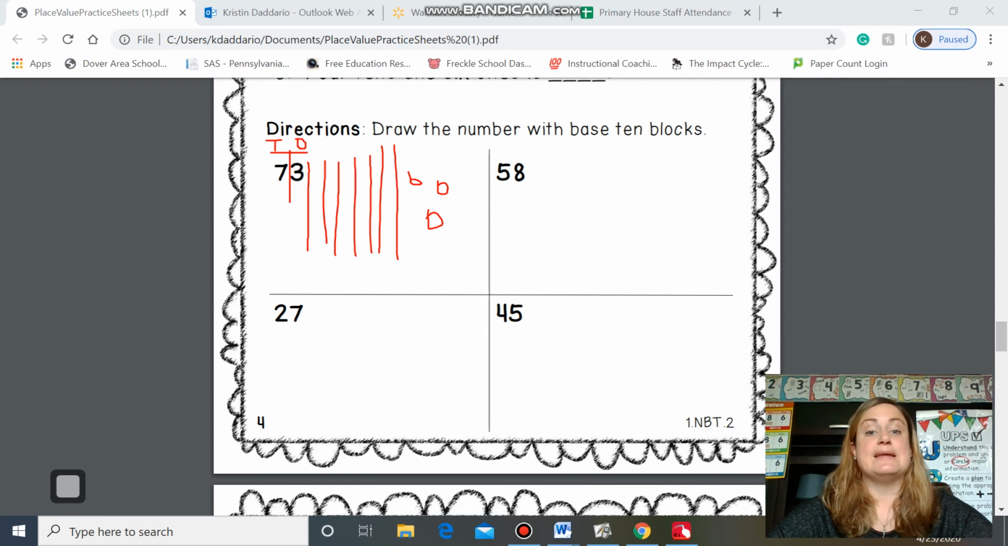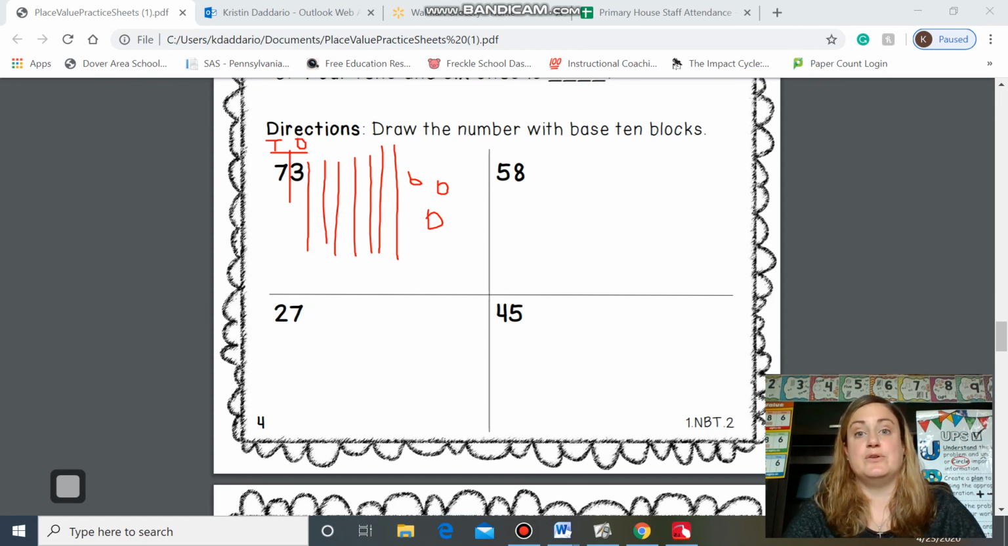And if we went back and counted, we could check our work by counting 10, 20, 30, 40, 50, 60, 70, stop, and then we're going to count up by ones. 71, 72, 73. So it matches. So that was just a quick review with tens and ones and place value.